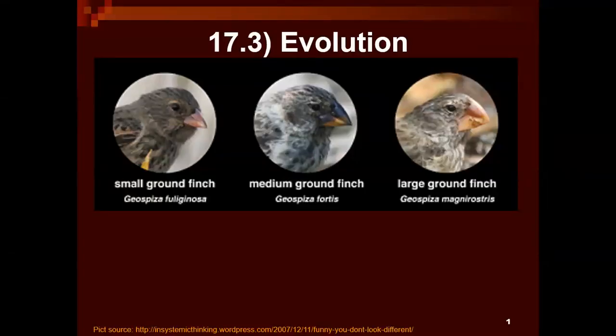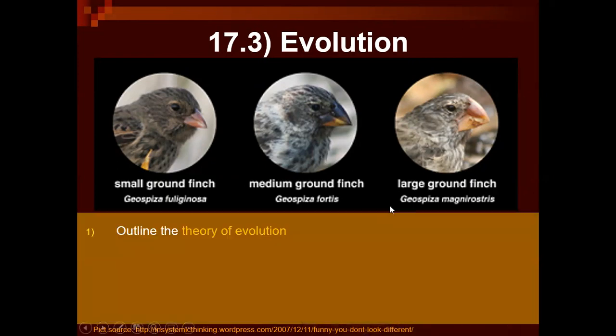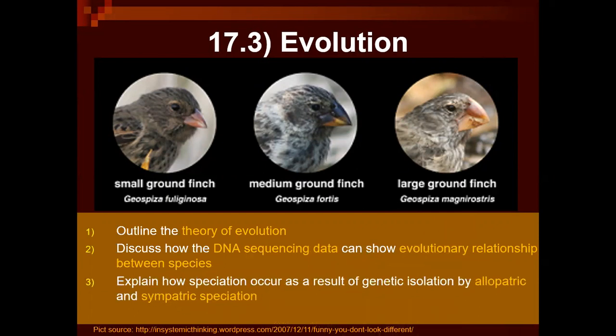Right. So we're moving on to topic 3 in this chapter. This topic is called evolution. The learning outcome that we're going to cover is: outline the theory of evolution. Number 2, we are not looking at today, so I skip number 2. Number 3, explain how speciation occurs as a result of genetic isolation by allopatric and sympatric speciation.